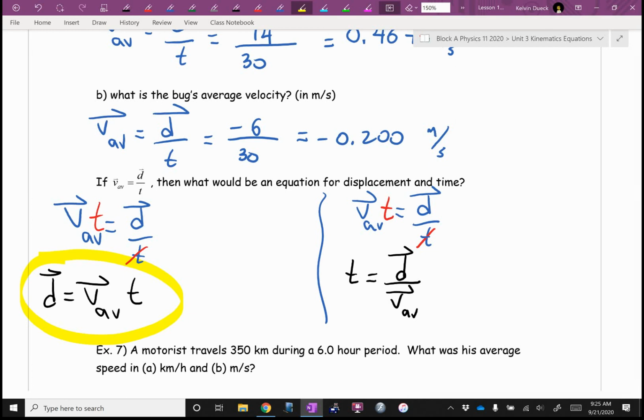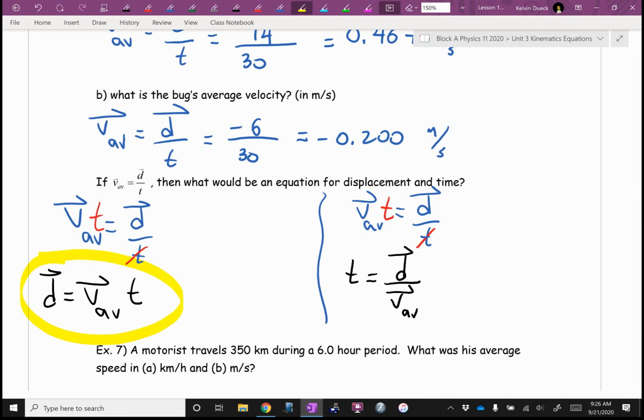Is there a d equals V_av t on your sheet? Yeah? Did I give you the V_av equals d over t on your sheet? I did, Riley? I'll stop giving you multiple versions shortly. I don't think I gave you t equals d over V_av. I'm pretty sure I didn't give you that one. Okay. So here's the point. If you give me any two, I can find the third. Okay?